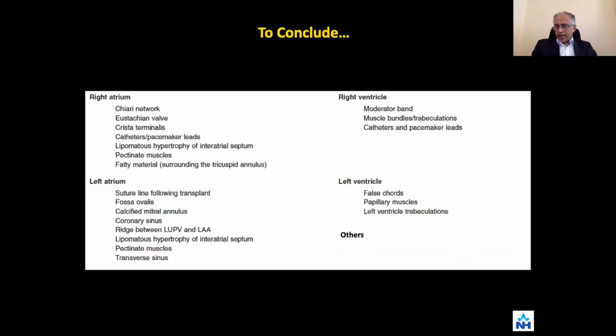So, ladies and gentlemen, this is my final slide, and these are the structures which you have to be aware of. And this is how you should be categorizing the normal variants which can be mistaken for some pathologies or for some other structures. And of course, you have the artifacts also which can give you some confusion.